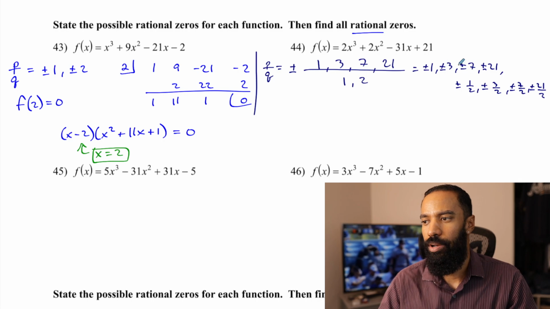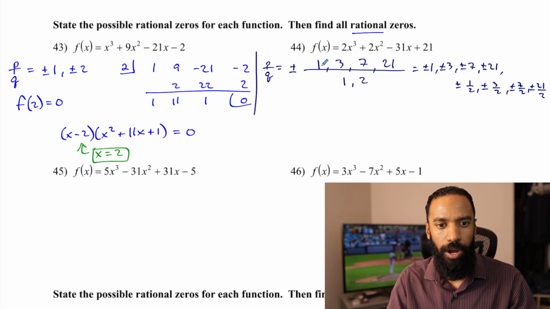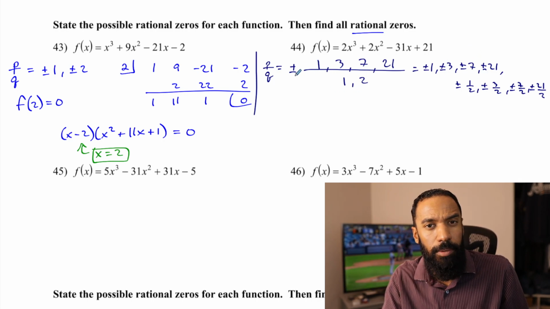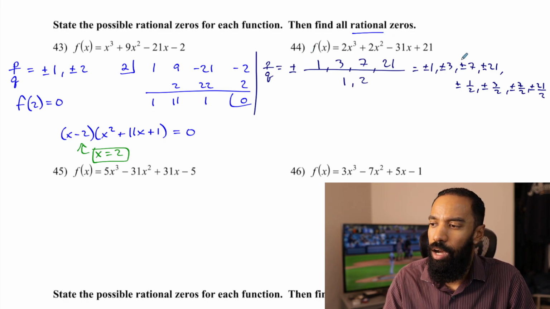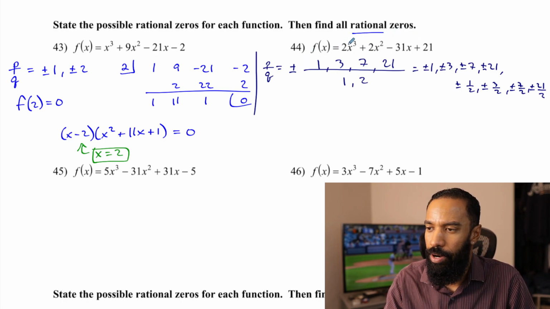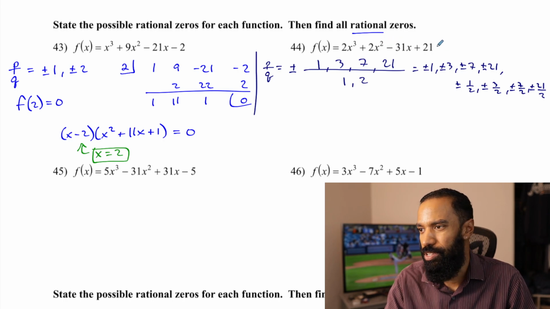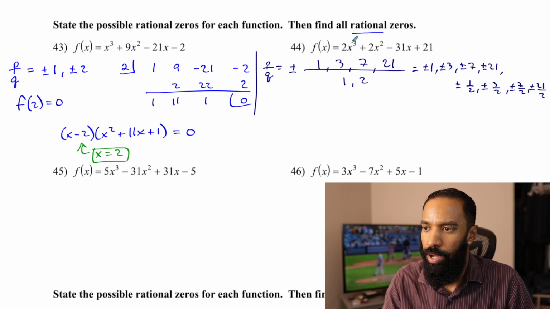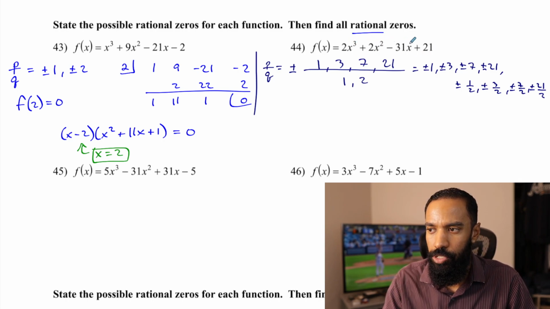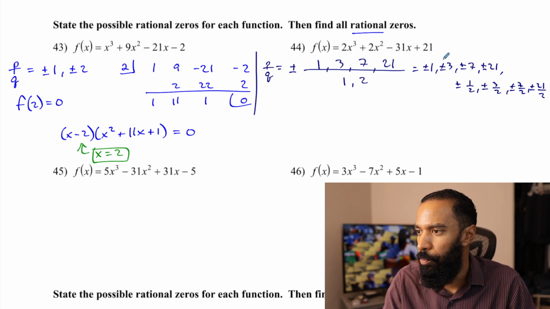My hope is one of the integers will be it, and if they get too large, I'll probably be using my calculator for some of them. I haven't used it yet, but let's try 1 and see how that works. We get 2 plus 2, 4 minus 31 is negative 27 plus 21, no. Negative 1: negative 2 plus 2 is 0, plus 31 plus 21, no.